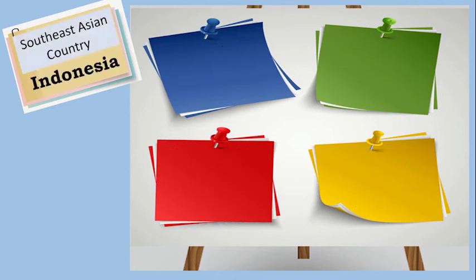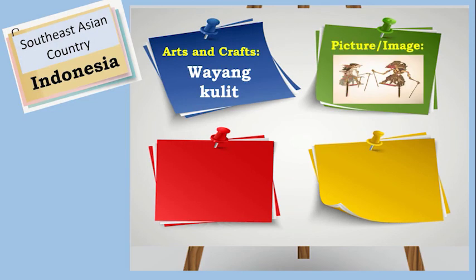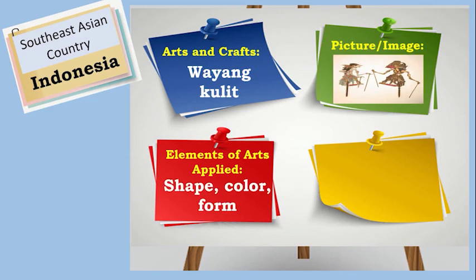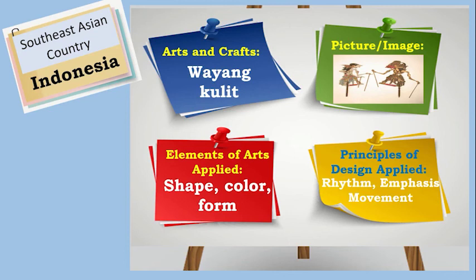Next is Indonesia. We have wayang kulit. Wayang kulit, or shadow puppet, were able to apply elements of art: shape, color, and form. And with the principles of design, they were able to apply rhythm, emphasis, and movement.